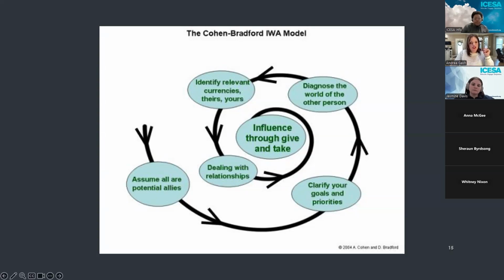So first, we're going to start by assuming everyone is a potential ally. Then we're going to clarify goals and priorities. We're going to diagnose the world of the other person. We're going to identify relevant currencies, which is my favorite part of today's discussion. Then we're going to clarify that relationship. And then we're going to get to talking about influencing and leading through give and take.